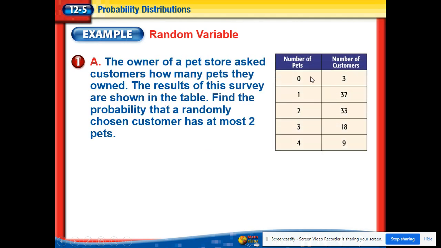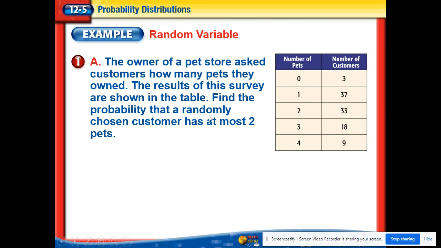So here's one that's listed more like a frequency table as opposed to an actual probability distribution. We'll get into a few of those in just a minute, but they come off of these. So here was a survey. A pet store asked their customers how many pets they have. So 3 of them said 0. Maybe they're buying something for a friend or something. 37 said 1, 33 said 2, 18 said 3, and 9 said 4.